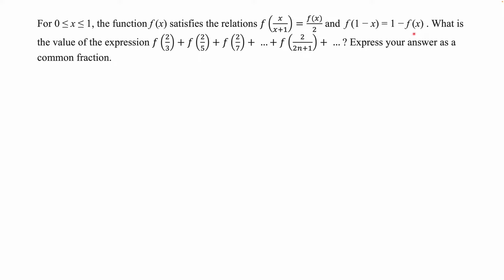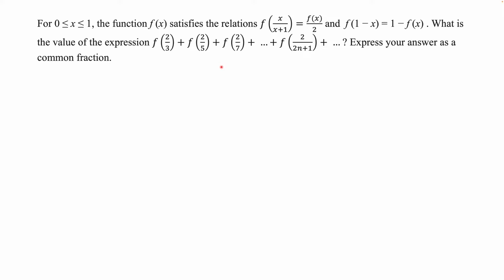For the function we don't know, we would like to know the sum of values of the function at some specific points. So how can we approach this problem? Well, first I'm going to look at these numbers: 2/3, 2/5, 2/7. I have them, right?